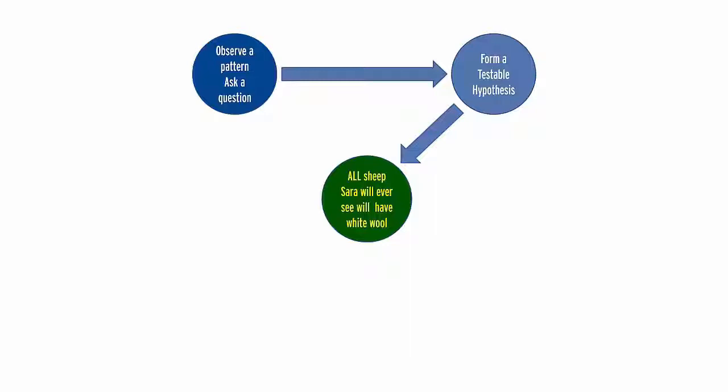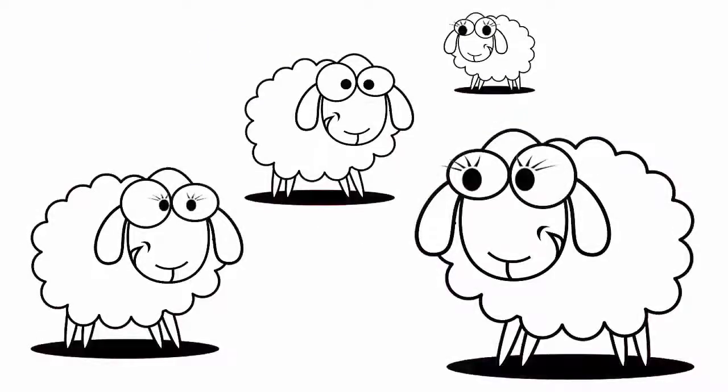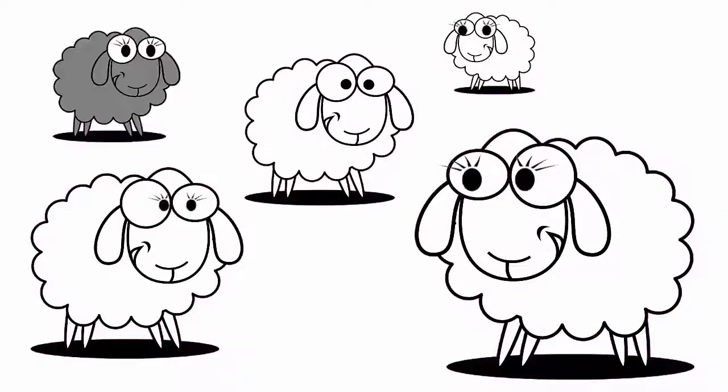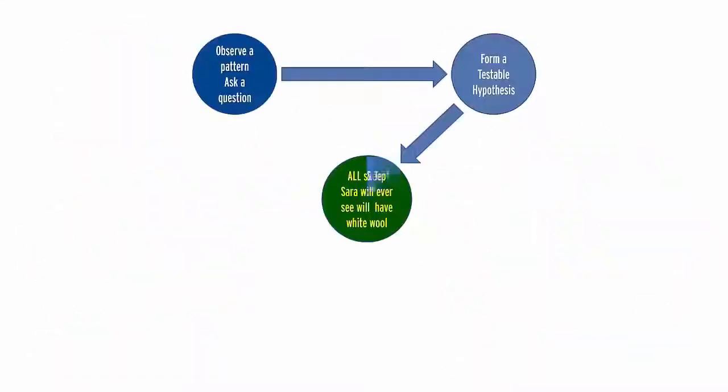Next summer, Sarah's grandfather invited her to his farm again. She was quite excited because he told her he had just bought a few dozen more sheep. When Sarah got to the farm, however, she was puzzled. Among the new flock was a sheep that had gray wool. Sarah knew her hypothesis was in trouble again.